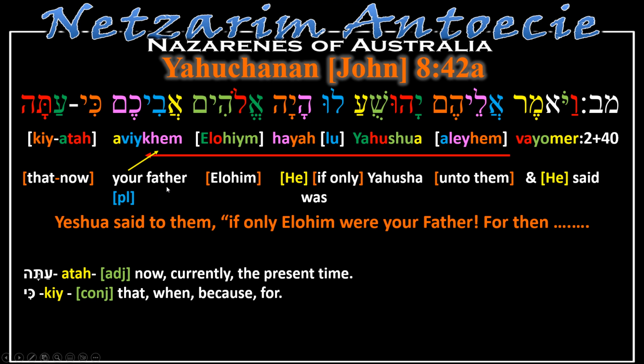Avikem, your father. And the "your," of course, is plural. Ki, for, or that. Ata, now. Often they'll put "then" in the translation, but it literally can mean for, that, or when, or because. So we're using that now. And down here I've got ata, an adjective meaning now, currently, the present time. And I've also given you ki, because of that same thing. As a conjunction, it means that, when, because, for. And the translation: Yeshua said to them, if only Elohim were your father, for then.